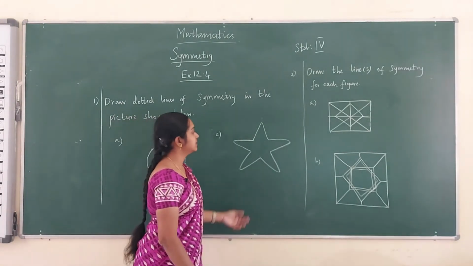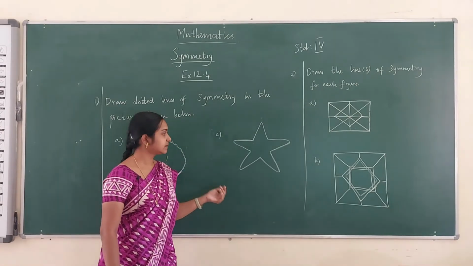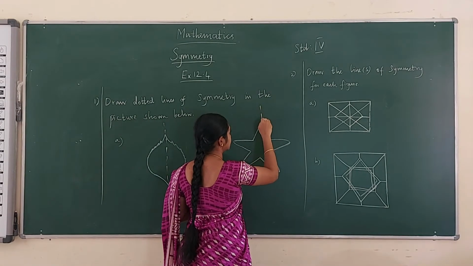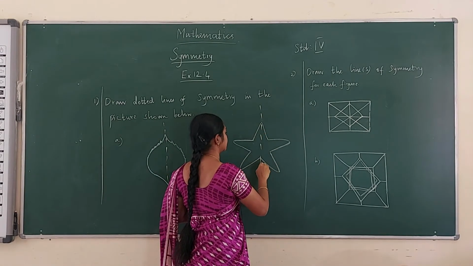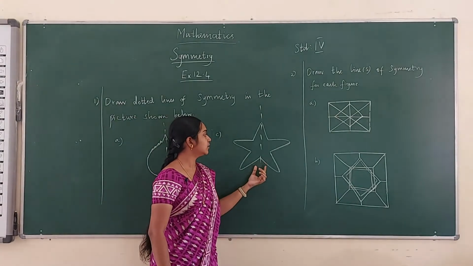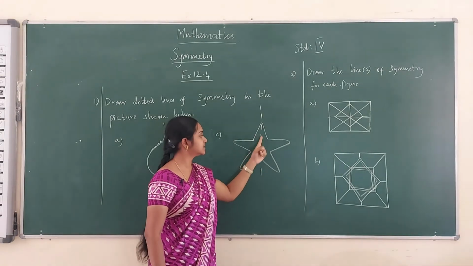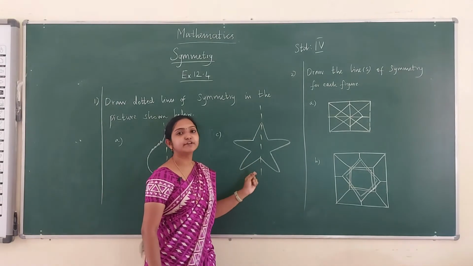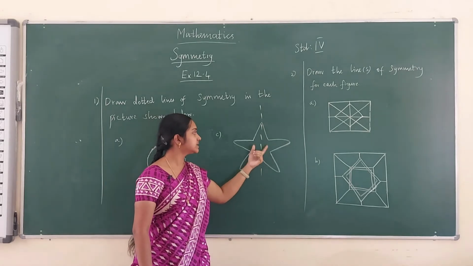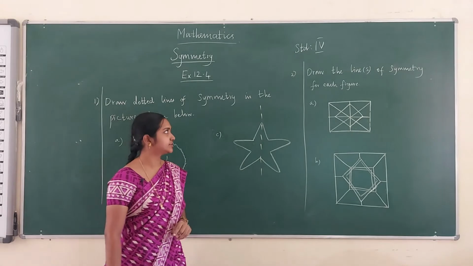Next, the second picture is a starfish. We are going to draw the line of symmetry. Now both the sides of the starfish are looking the same. So this is the line of symmetry. If we draw the line of symmetry, both the sides should look the same. So in this case, I have drawn the line. Both the sides are looking the same in the starfish.